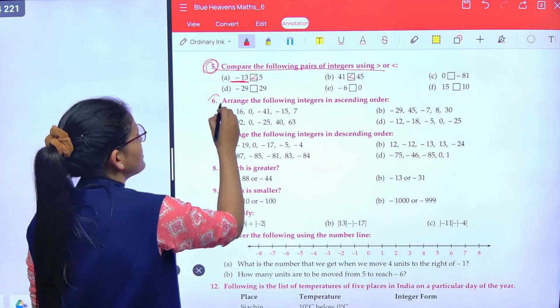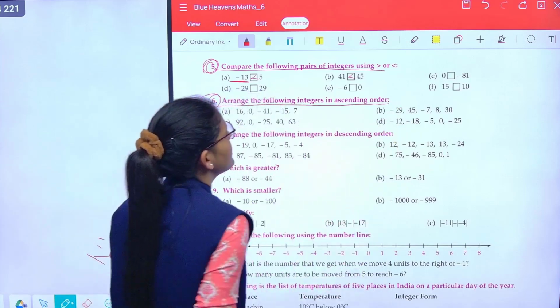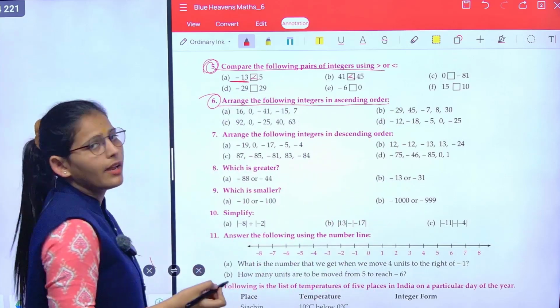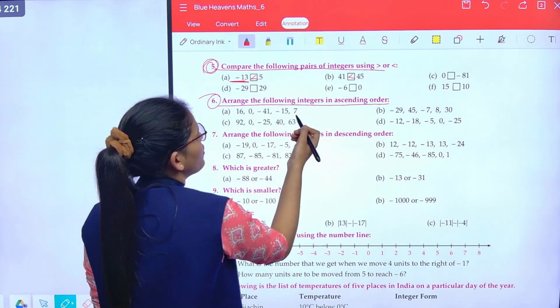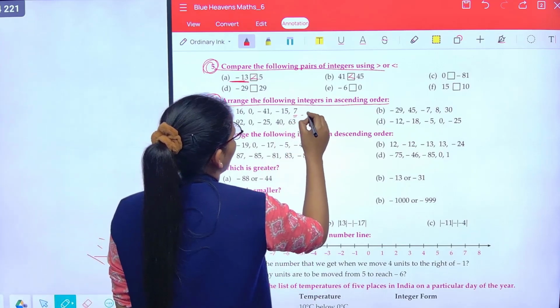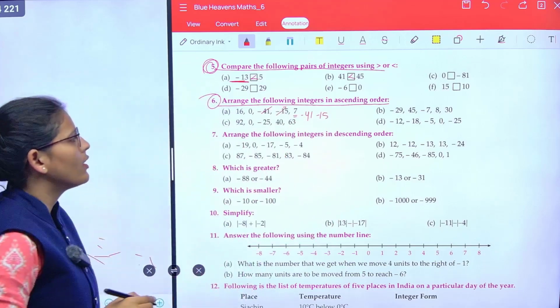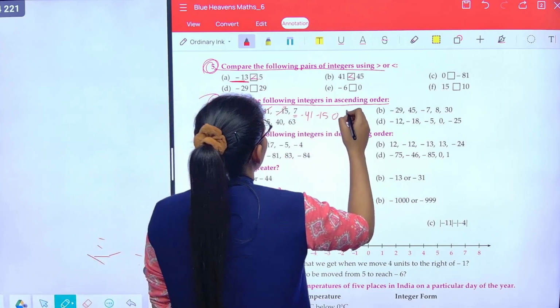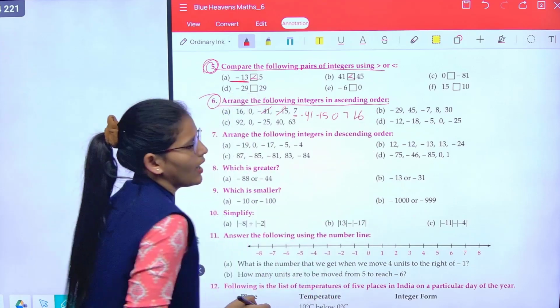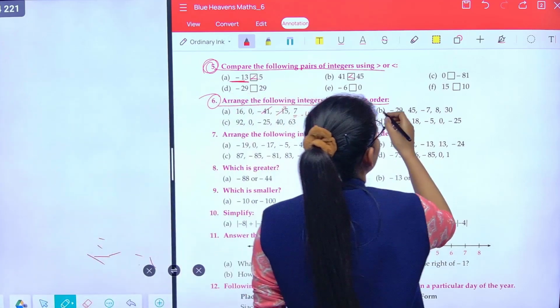Come on, question number 6. Arrange the following integers in ascending order. Class, ascending order में देने के लिए what is this? Smallest to greatest. Now class, -41. Now -15. Now class, 0, 7 and 16. Understand? You can see the B part.